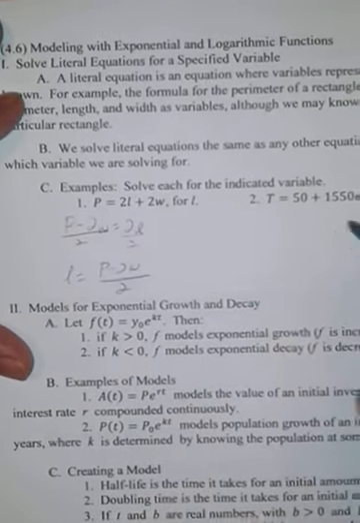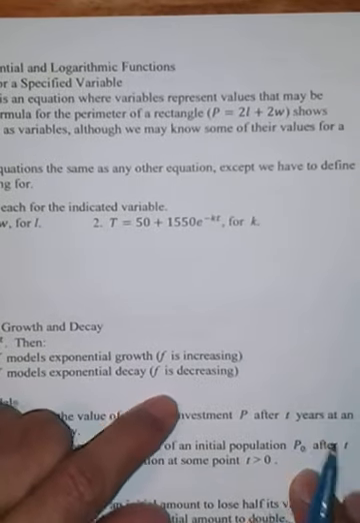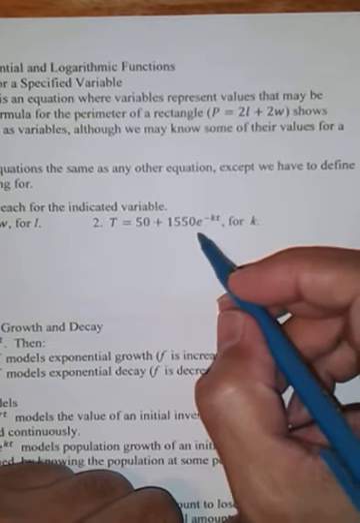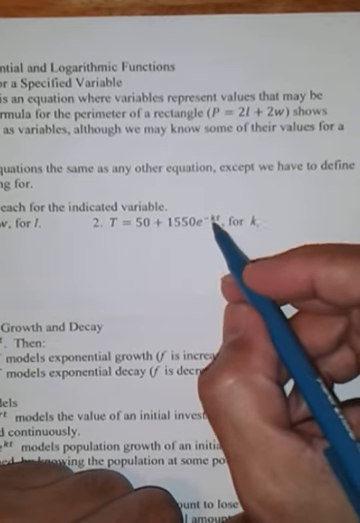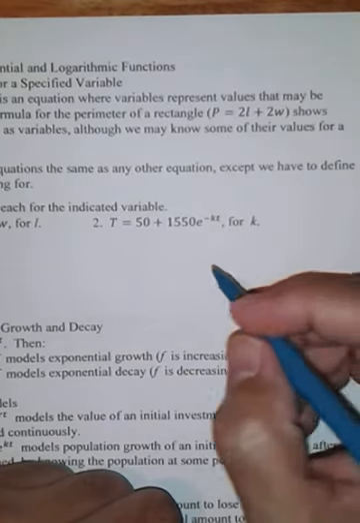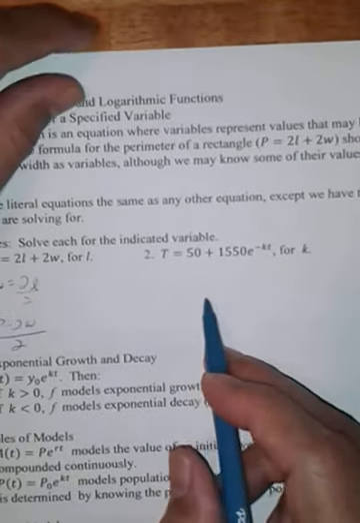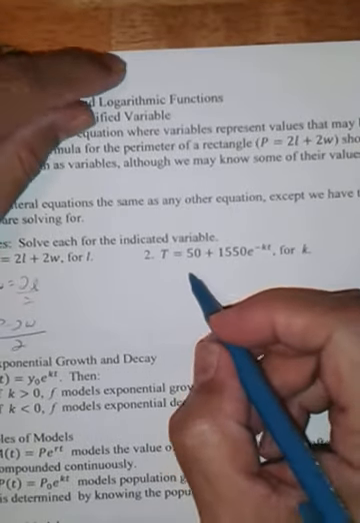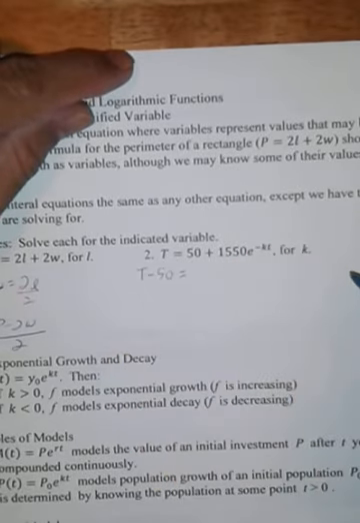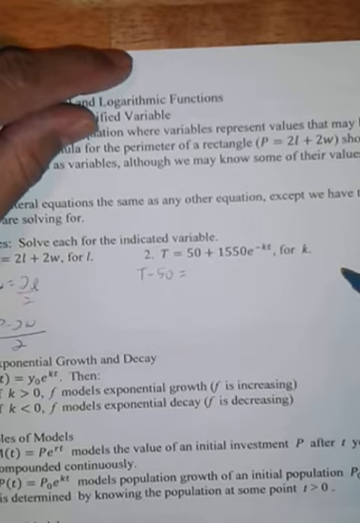All right, so let's go on to number 2. Number 2 is capital T equals 50 plus 1550e to the minus kt, with lowercase t. And we're solving for k. So first I'm going to subtract the 50. So I'll have T minus 50 equals 1550e to the minus kt.